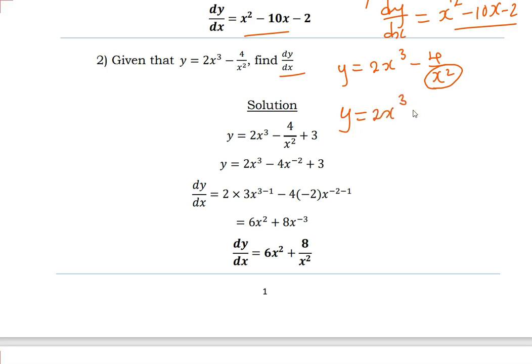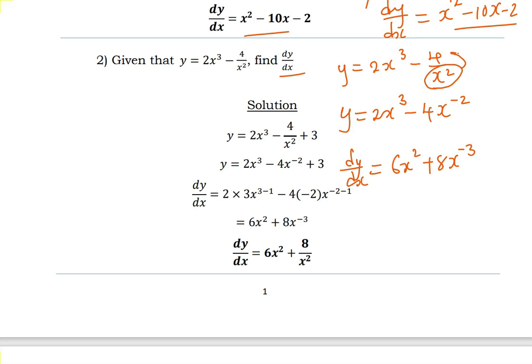So every term must be maintained, minus, here it will be 4x power negative 2. The laws of indices: this is the denominator, x power 2, and when it goes on top, the sign of the power will change. It will be power negative 2. So we can say dy dx is equal to 6x power 2 plus 8x power negative 3.